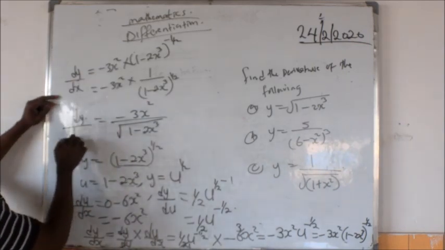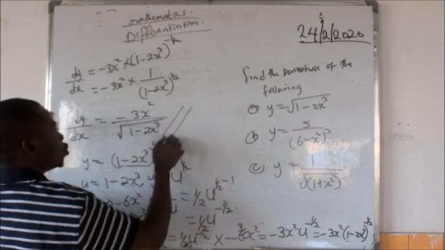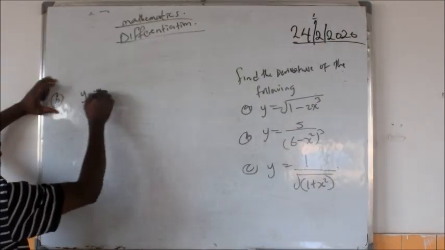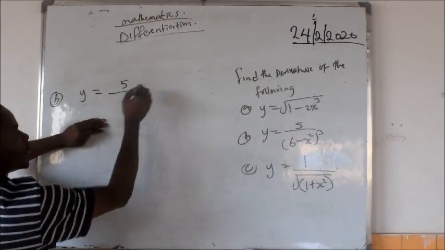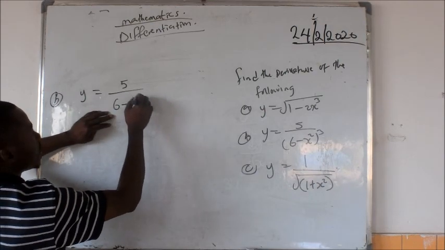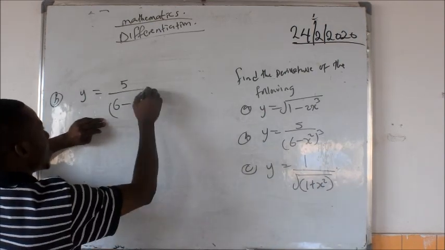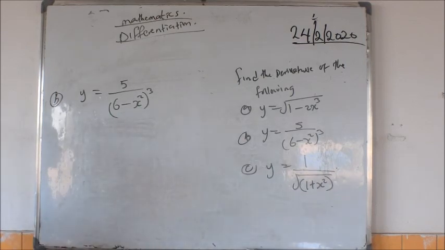The dy over dx is now equal to this. y equals 5 divided by 6 minus x squared, raised to power 3. Okay?